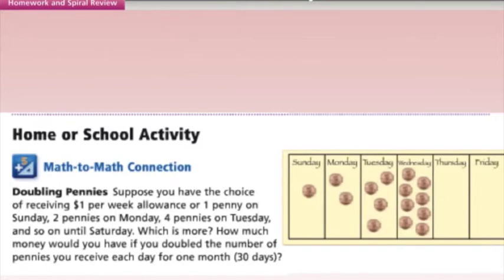And here's a home activity that you can do at home. You can challenge your father to see if he'd rather have a choice of receiving $1 per week allowance, or 1 penny on Sunday, 2 pennies on Monday, 4 pennies on Tuesday, and so on until Saturday. Which is more? How much money would you have if you doubled the number of pennies you received each day for 1 month? This is actually a challenge. You do not have to do this one. I encourage you to do the previous 5 problems and see if you know how to do them.